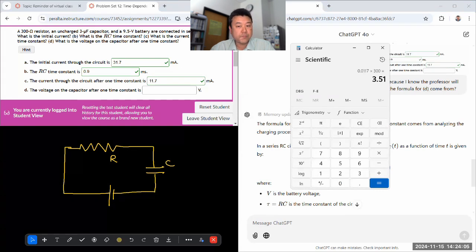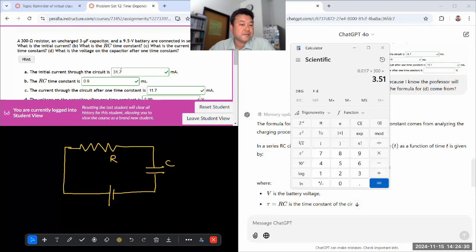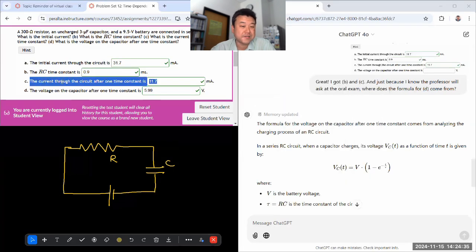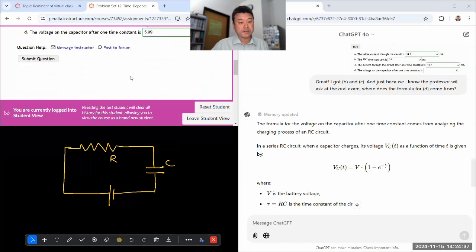So subtract that from 9.5, get 5.99. That should be the voltage across the capacitor, because of the Kirchhoff loop rule: once you complete the loop, you should come back to the same voltage. Rise 9.5, drop 3.51. So there should be a drop of 5.99 to come back to the voltage you started at. That's probably the way I would go, especially given part C, where you have to find the current already.